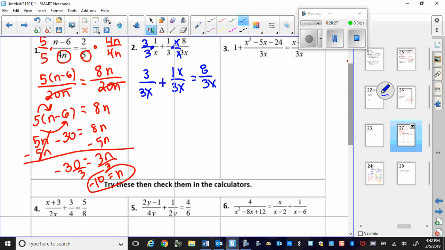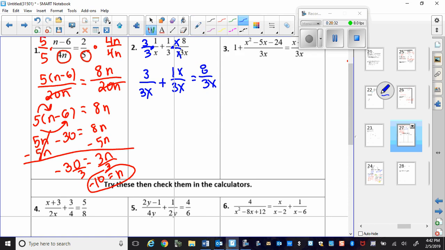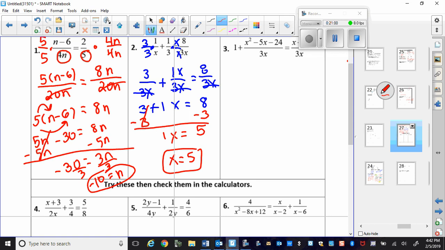When all your denominators are the same, they go away. So I get 3 plus 1x equals 8, right? Then I subtract 3 on both sides. 1x comes down, 3's go away, and I'm left with 5. Your answer is x equals 5. Okay? Next.